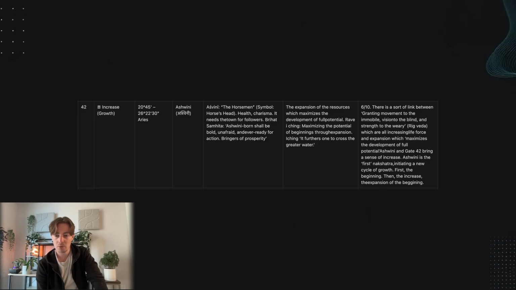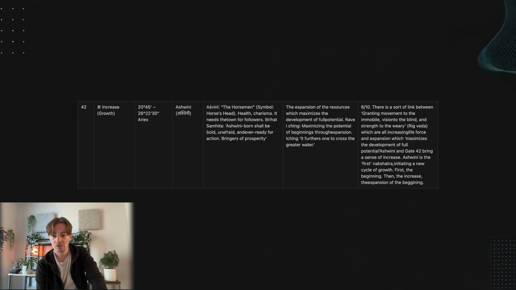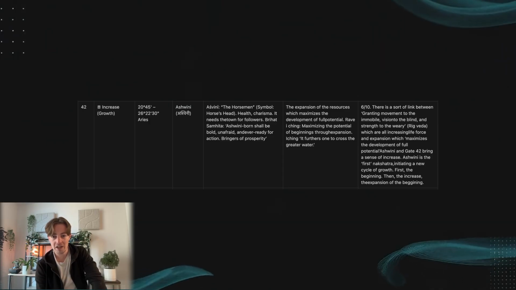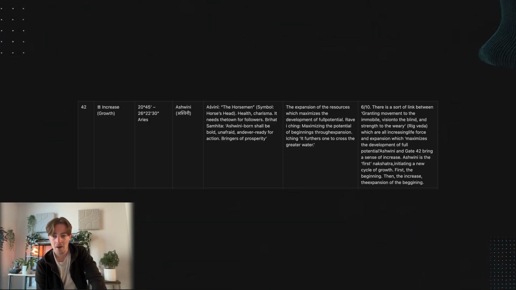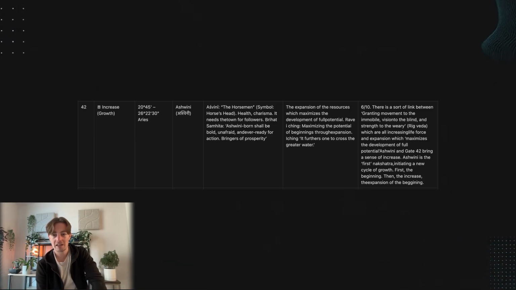There's a sort of link between granting movement to the immobile and vision to the blind and strength to the weary from the Rig Veda, which is all associated with the Ashwinis, which is increasing the life force and expansion, which maximizes that development of the full potential. It's the bringing of resources, which allows for expansion to happen. And Ashwini is, again, the first nakshatra, indicating a new cycle of growth. First the beginning, then the increase, which is the expansion of the beginning. So it makes sense for this gate of increase and growth to be the third in this initiatory nakshatra.